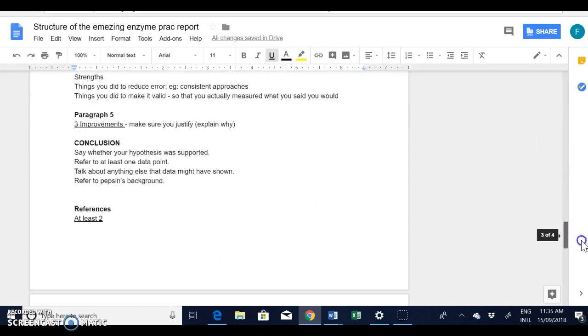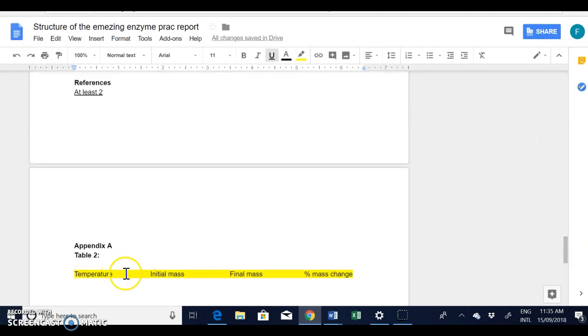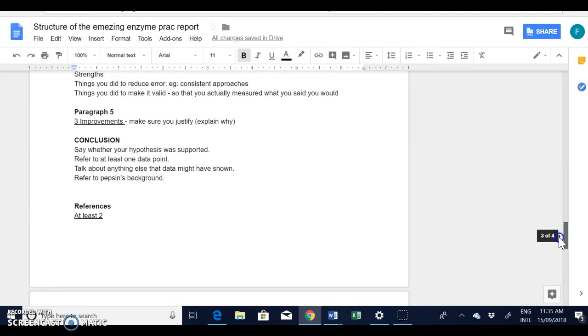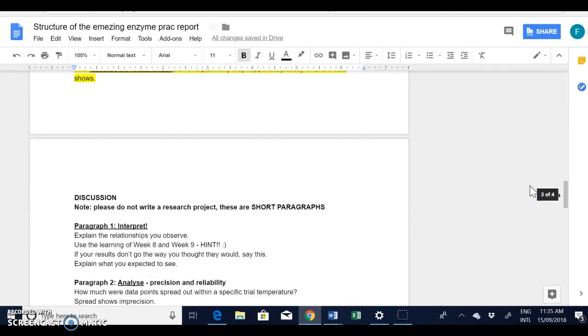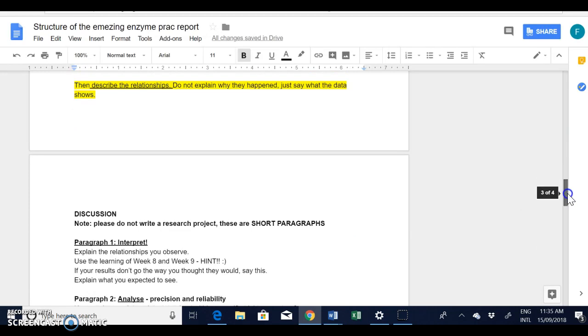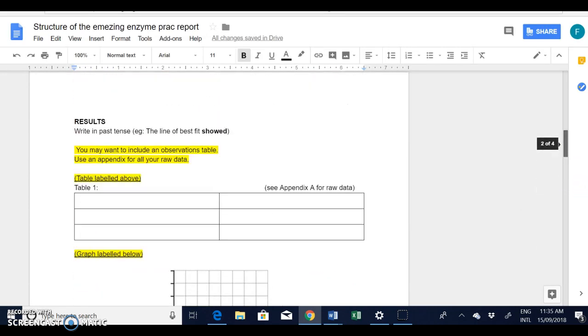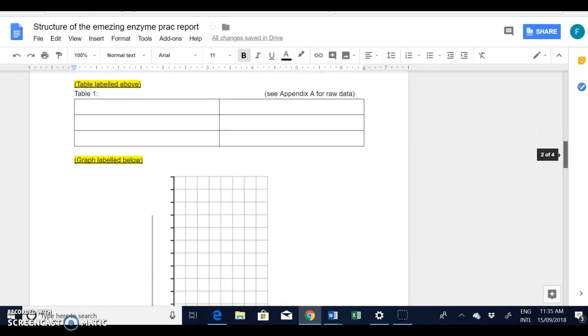So if we go to see Appendix A, down here we've got Appendix A, we've got temperature, initial mass, final mass, percentage mass change. Also you'd probably put in here where you got your data from. Okay, so if you used all of B group, if you used just your class, if you use the whole class data, etc. So put in here where you got your data from so that we know that. Then where are we up to?